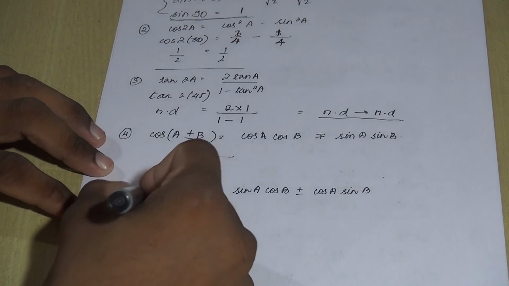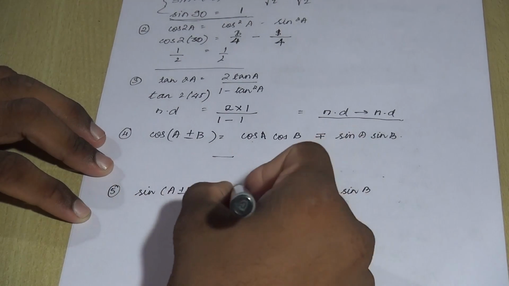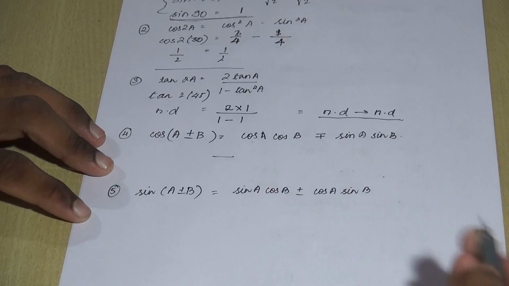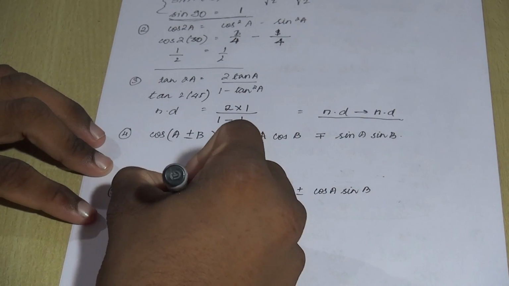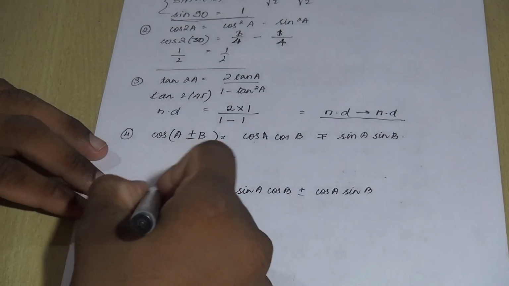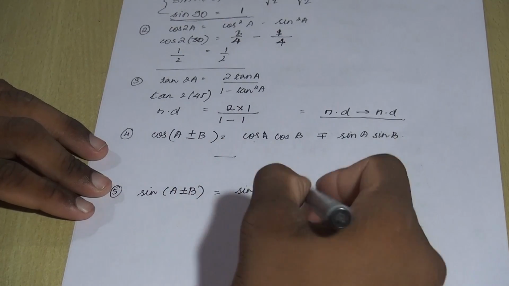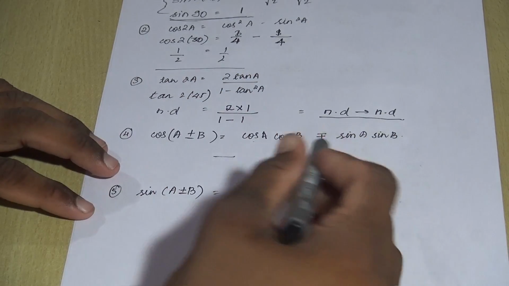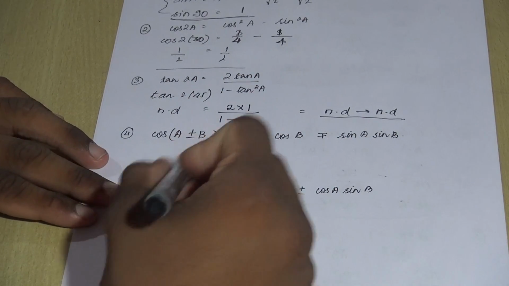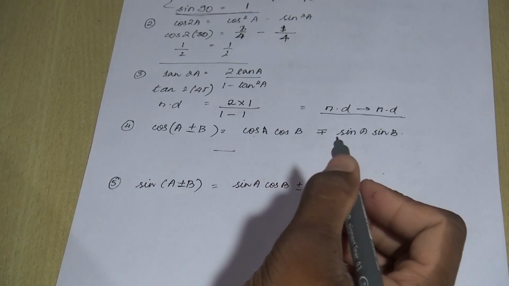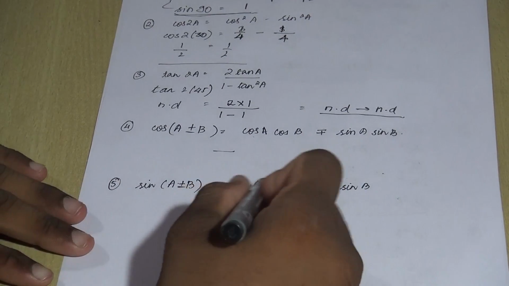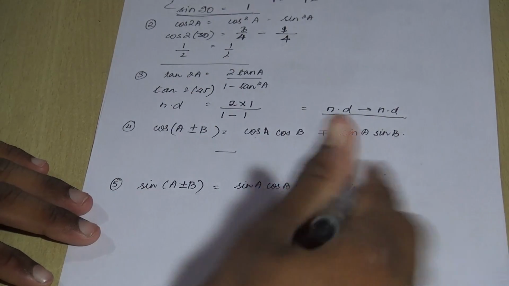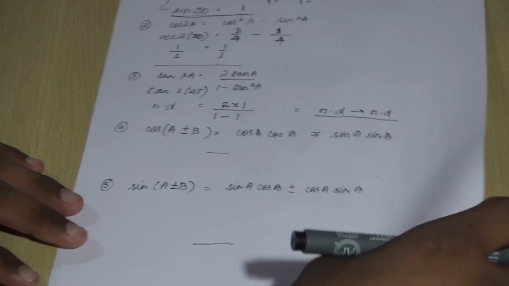And the next one is sin(a ± b) is equal to sin a cos b ± cos a sin b. As you can see from the previous one, if it is sin(a + b), you get sin a cos b plus cos a sin b. There's a difference here. Before it was minus and now it's plus. And if it's sin(a - b), you get sin a cos b minus cos a sin b. We're not going to be verifying this also.